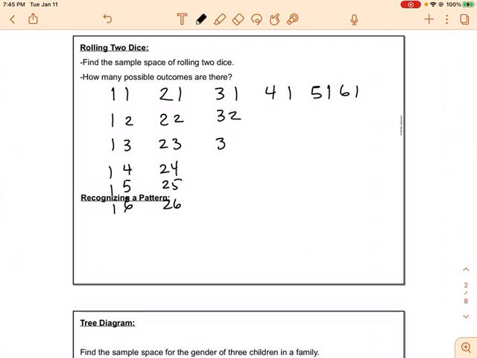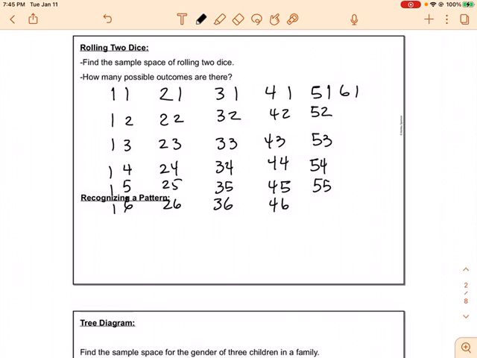3, 2, 3, 3, 3, 4, 3, 5, 3, 6, 4, 1, 4, 2, 4, 3, 4, 4, 4, 5, 4, 6. You can have 5, 1, 5, 2, 5, 3, 5, 4, 5, 5, 5, 6. Or you could have 6, 1, 6, 2, 6, 3, 6, 4, 6, 5, 6, 6. If you count that up, you would have 36 possible outcomes.